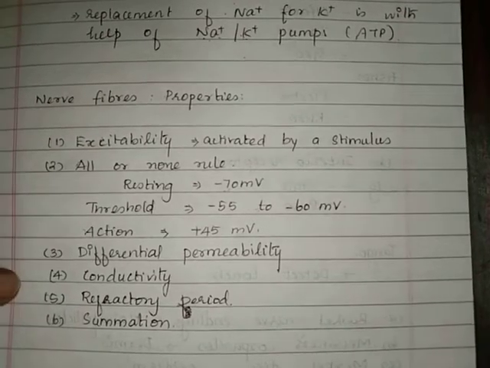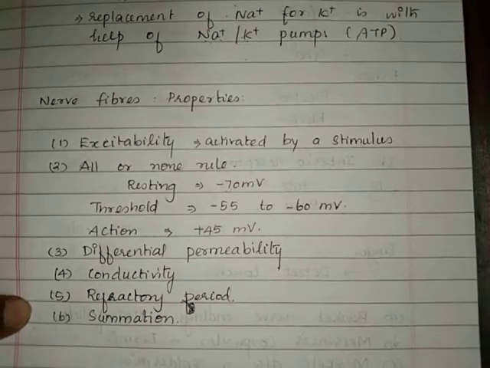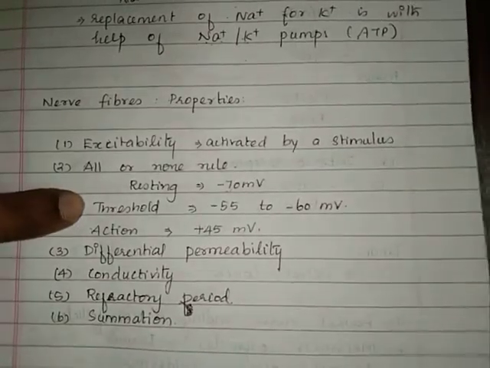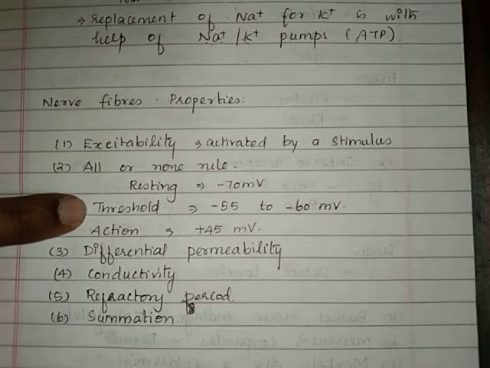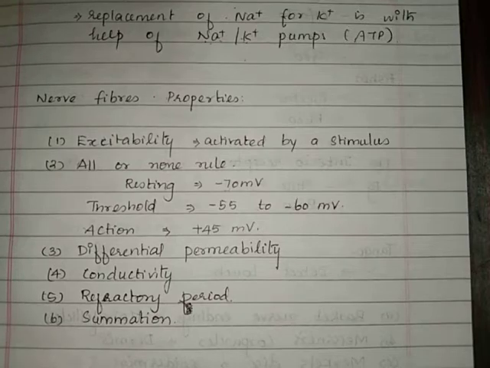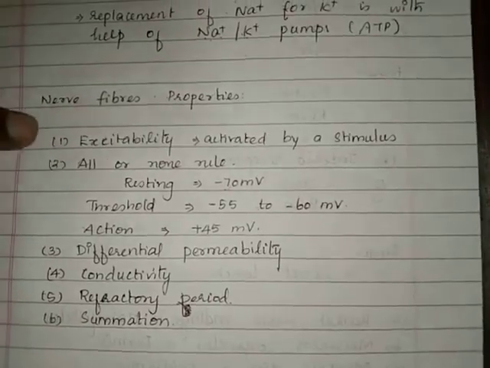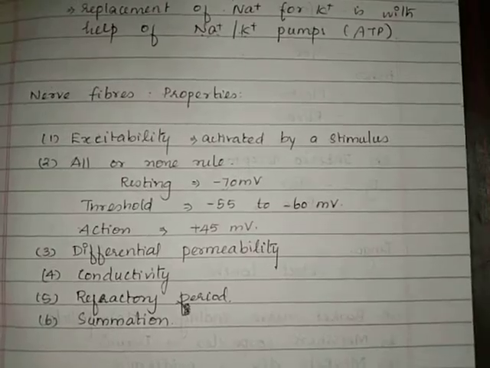So since they can accumulate the low voltage impulses and create an impulse when the summed value of those impulses reaches the threshold value, the property is called summation. So only with these 6 properties are the nerve fibers able to conduct the impulse.